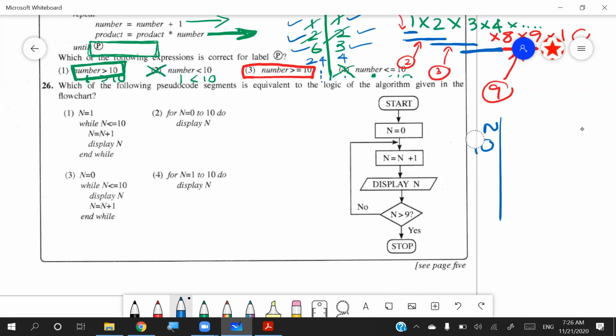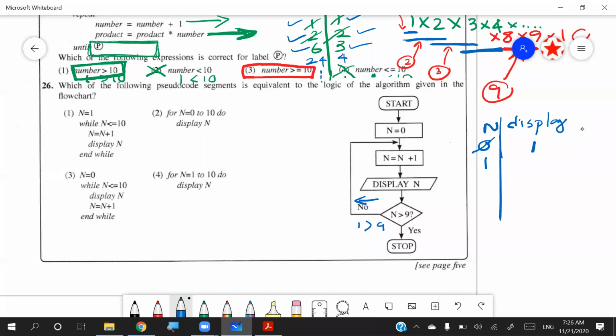I'm sorry, not 10, 0. Right? Then it says n equals n plus 1. So n will become 1. And display n. Yes, here it goes the display and 1 will be displayed. And is n larger than 9? So in this particular scenario, is 1 larger than 9, that they are asking in the question? No, it is not. So we are going on the no path.